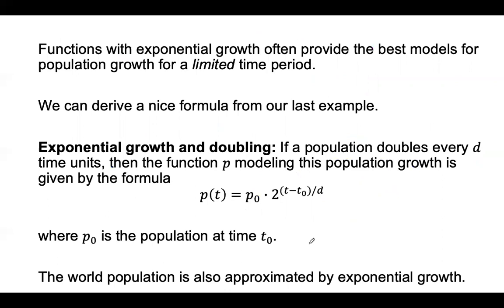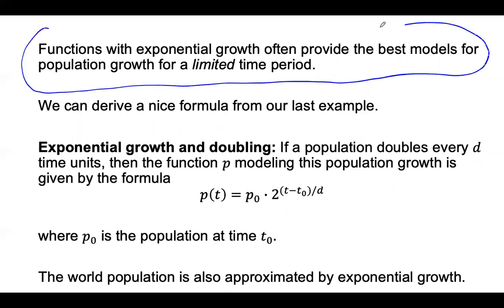I'll just conclude this part. So these functions with this exponential growth often provide the best models for population growth for a limited time period. We can essentially derive this nice formula from the last example. So this exponential growth and doubling. So if a population doubles, let's say every D time units, then this function can be modeled by F or P, whatever you wish. This population growth is given by this function.